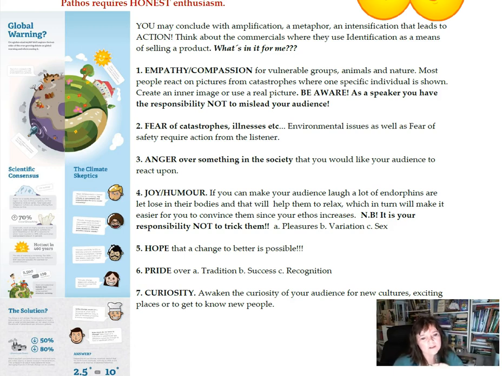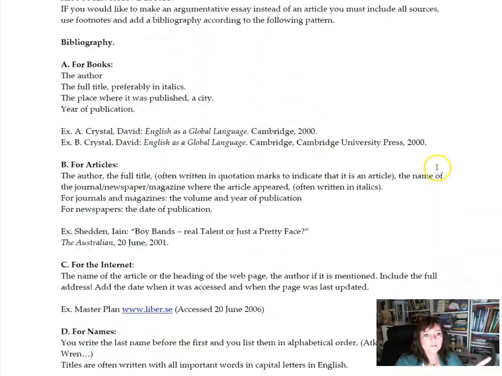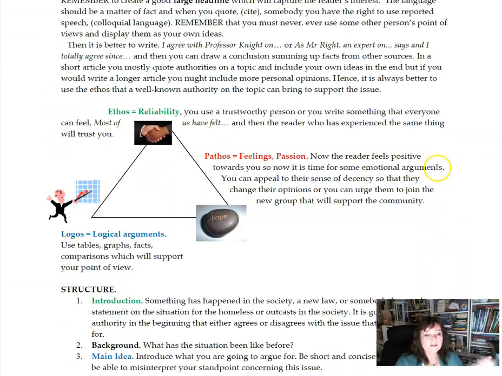And also curiosity. Awaken the curiosity of your audience for new culture, exciting places, or to get to know new people. So all in all, this is a short summary of what we mentioned here. Ethos at the beginning, logos secondly, and pathos at the end.